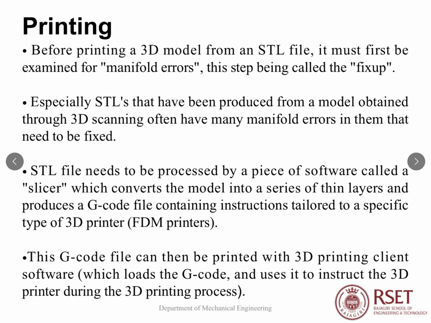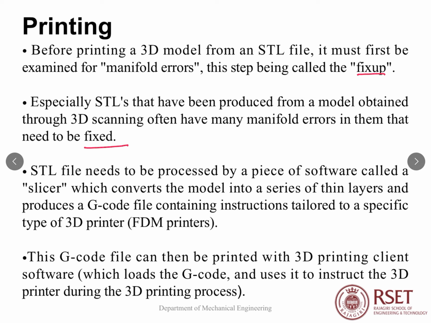That's the modeling. Then printing. Before printing, the 3D model, from an STL file, must be examined for any manifold errors. This step is called fix up. So first we will do fix up on the STL file. Especially STLs, that is standard triangulated language, that have been produced from a model obtained through 3D scanning often have many manifold errors in them that need to be fixed. That's the fix up process.